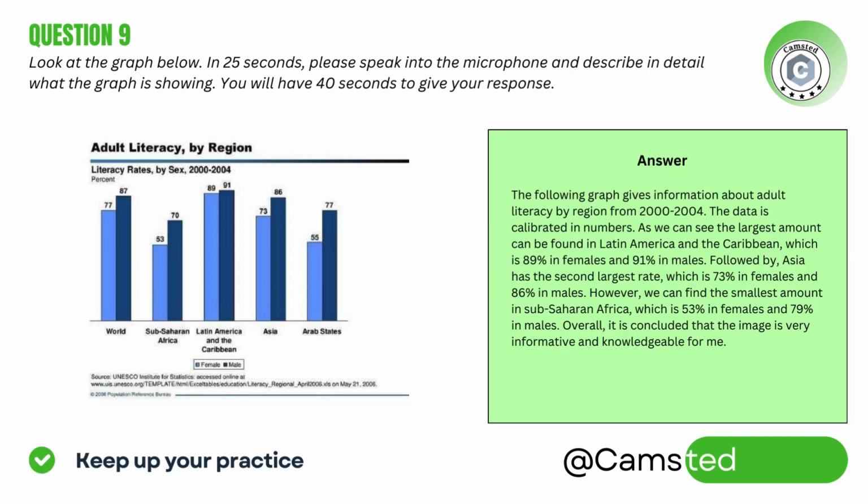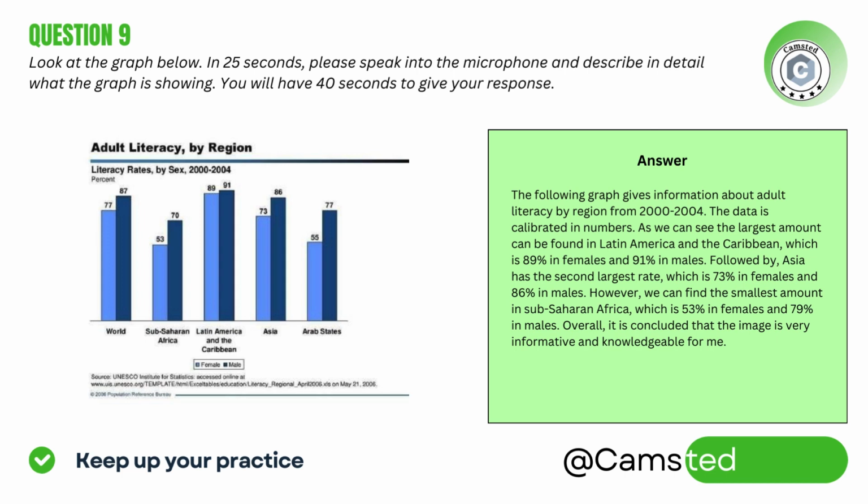The following graph gives information about adult literacy by region from 2000 to 2004. The data is calibrated in numbers. As we can see, the largest amount can be found in Latin America and the Caribbean, which is 89% in females and 91% in males.